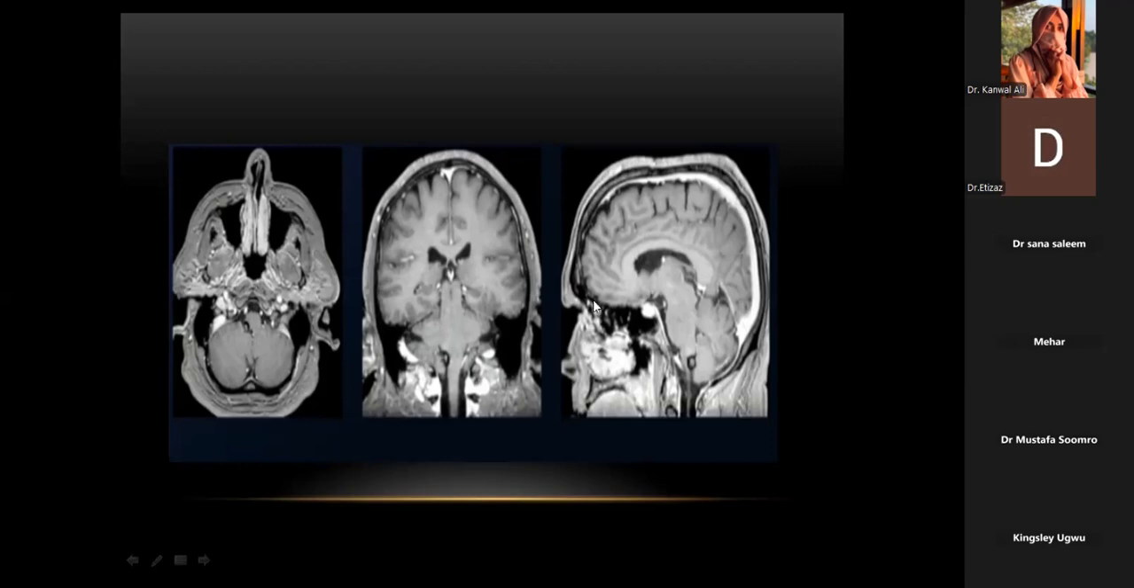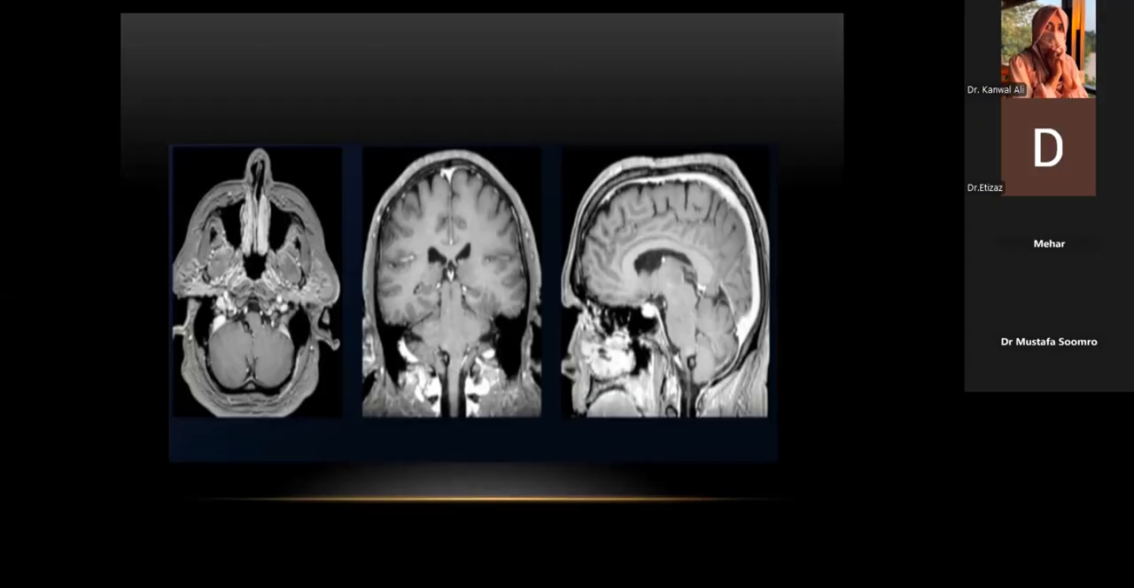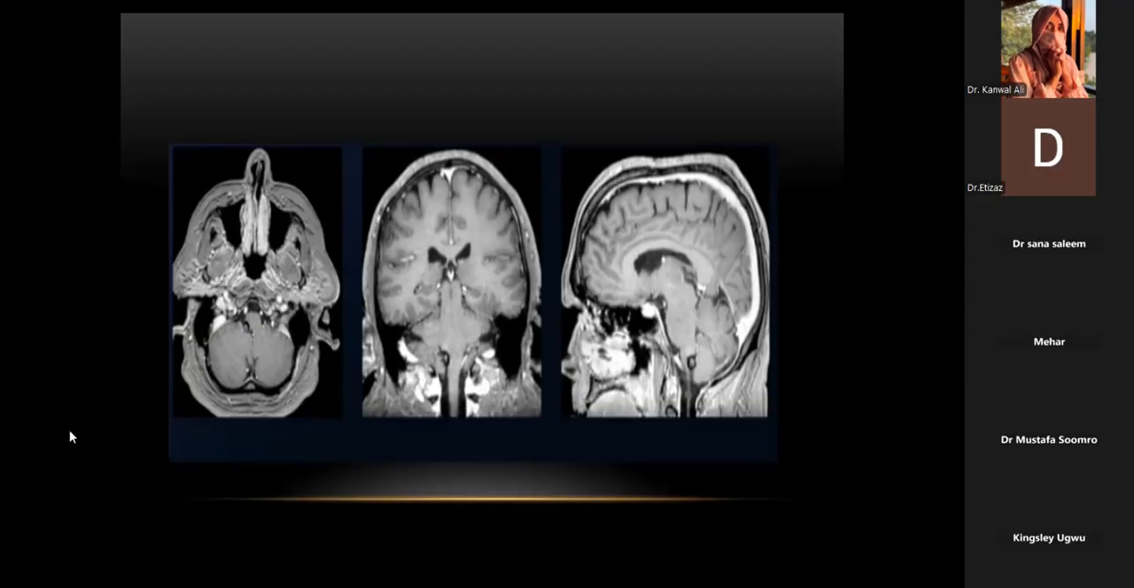Yes, Mustafa. It shows patchy contrast enhancement, and T2 shows no hyperintensity. So then what could this lesion be? Polycystic astrocytoma. No. Abdullah is saying cavernoma. Abdullah, why cavernoma?